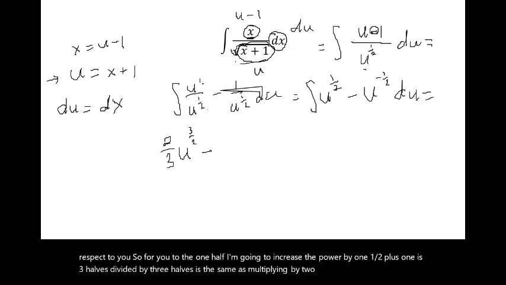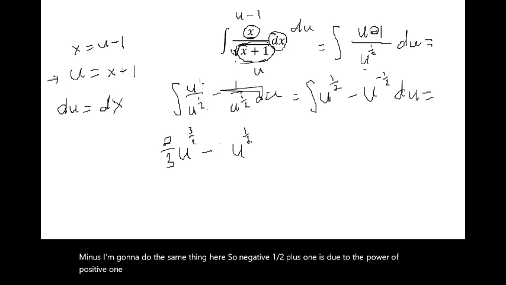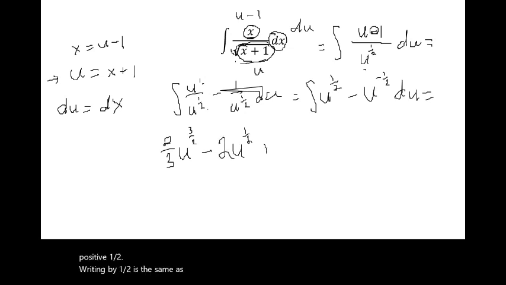Minus, I'm going to do the same thing here. So negative 1/2 plus 1 is u to the power of positive 1/2. Dividing by 1/2 is the same as multiplying by 2. And since this is an indefinite integral, we're going to add a plus c.